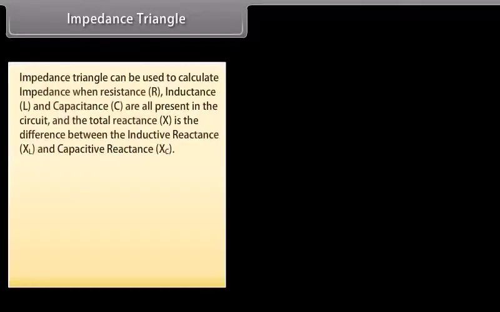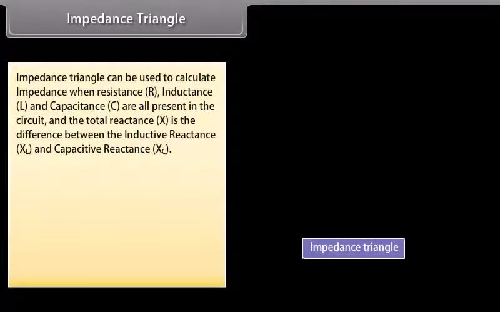Impedance triangle. The impedance triangle can be used to calculate impedance when resistance, inductance, and capacitance all are present in the circuit, and the total reactance is the difference between the inductive reactance and capacitive reactance. Z is equal to under root of R square plus XC minus XL square.